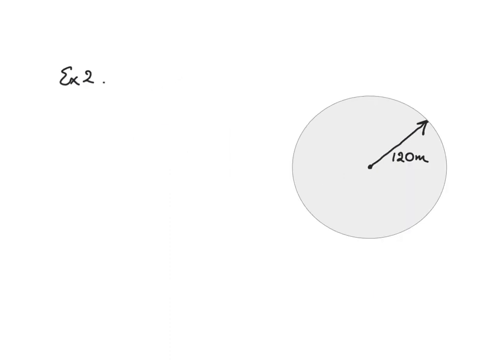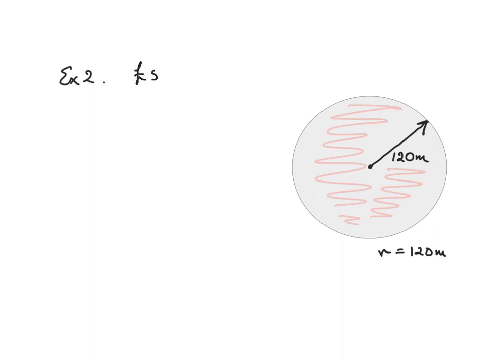Example 2, we have a circle here. We're told that the radius is 120 meters, which is a very large circle. And we're also told that we want to paint this circle red, and that it costs £5.50 per metre squared for the paint. We want to find out the total cost of the job then.